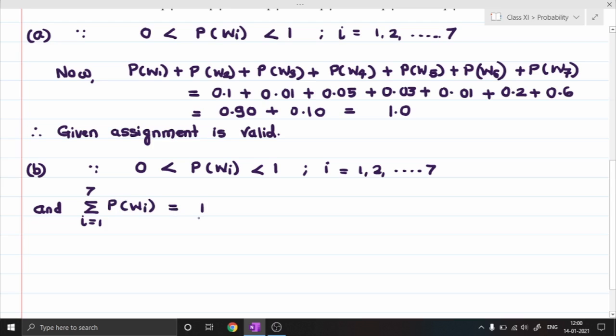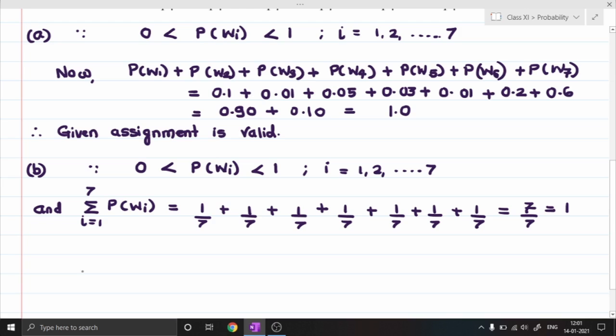the first value 1 upon 7, the second value also 1 upon 7. Same, we will write the remaining 5 values. 7 values are there, 4 up till now, then 5, 6 and then one more, 7. If you add all these 7 values, it will be equal to 7 upon 7, which is 1. So here also observe both the conditions are followed, so we can say that here also the given assignment is valid.